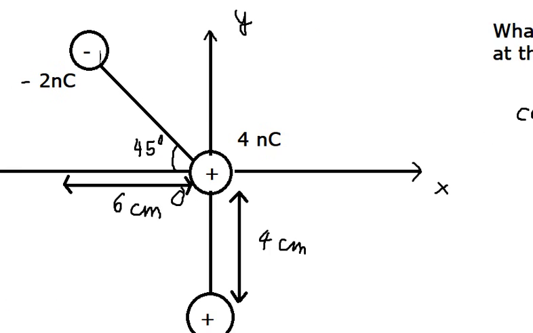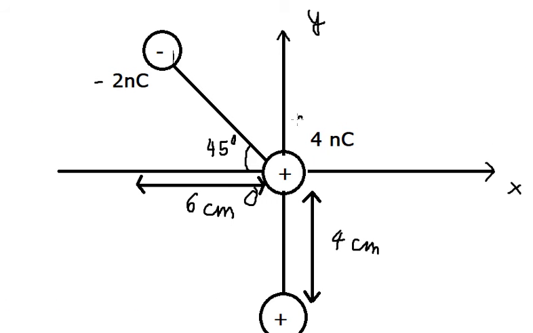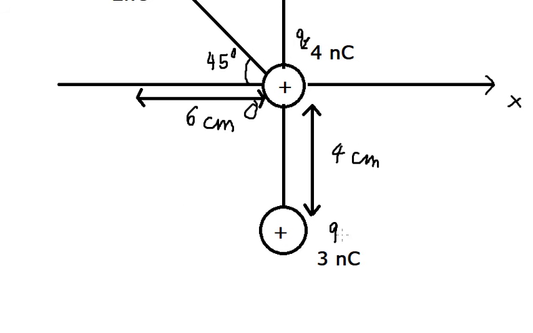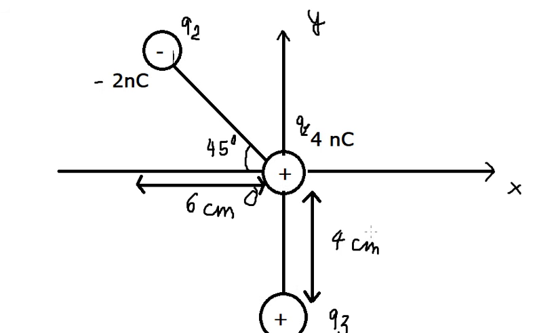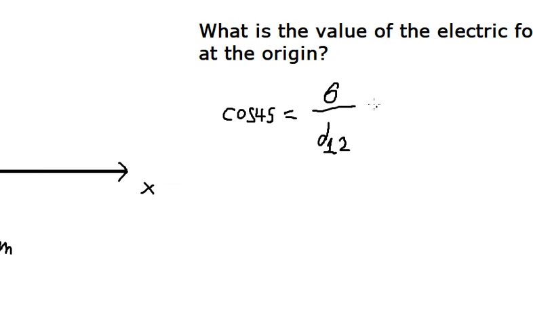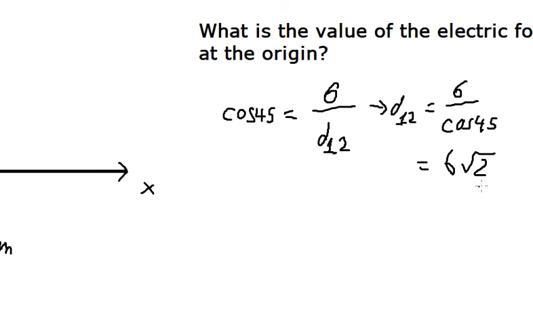That's the distance between the Q number 1 to Q number 2, and this is Q number 3. So we got D12. That should be 6 divided by cosine 45. And we got 6 multiplied with the square root of 2 centimeters.